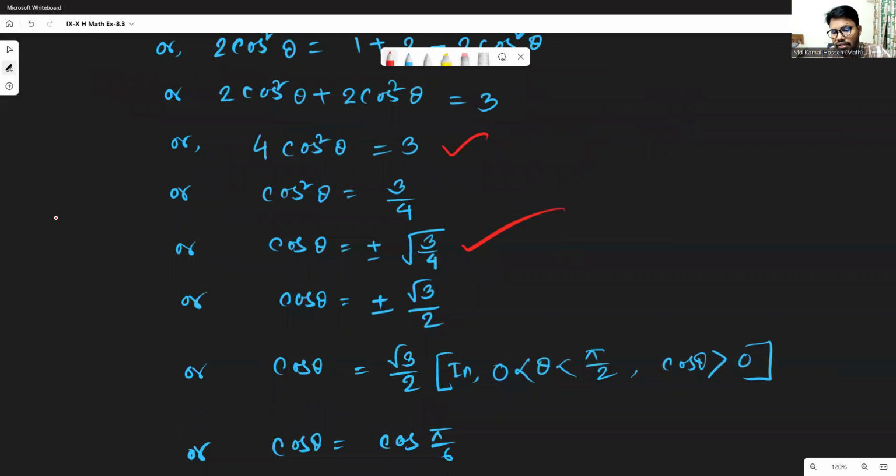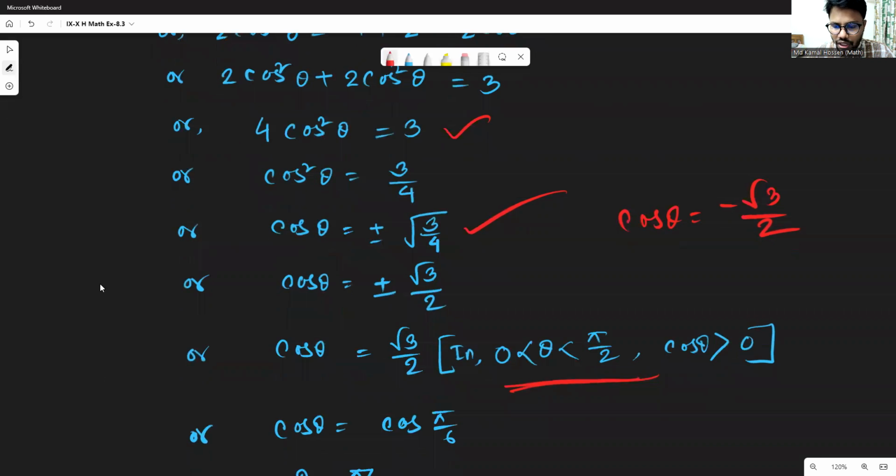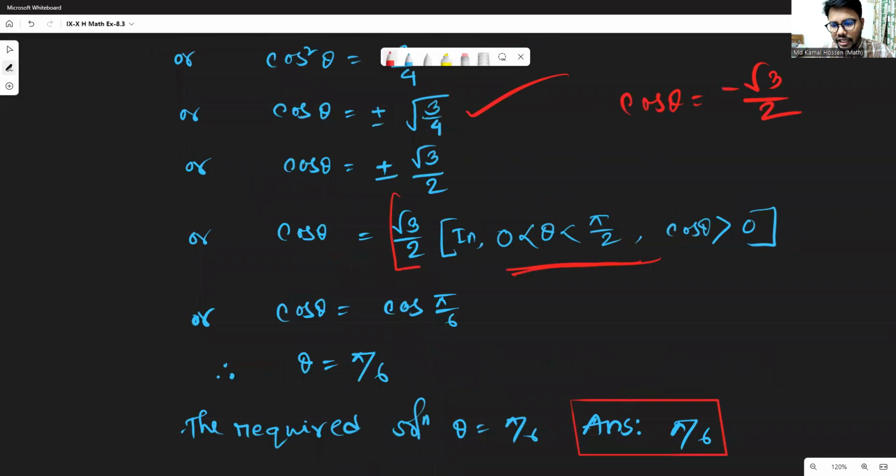So now if we consider the positive one and the negative one, the negative one means cos theta is equal to minus root over 3 divided by 2. But our condition is given in the first quadrant, where each and every trigonometric ratio is positive. Sine, cos, tan, cosec, cot, everything will be positive. So a minus value is not acceptable here in the first quadrant. Every trigonometric ratio is positive.